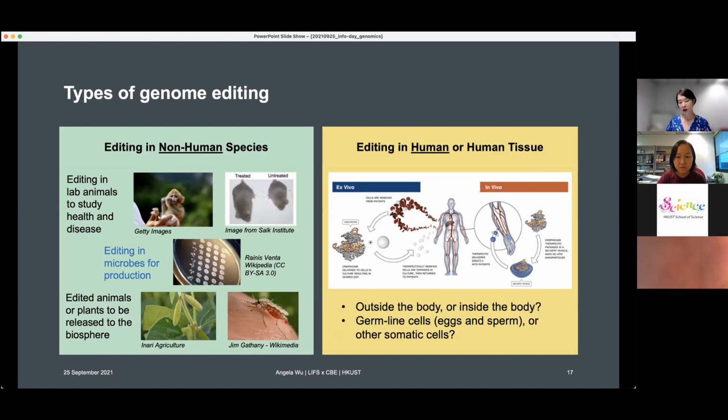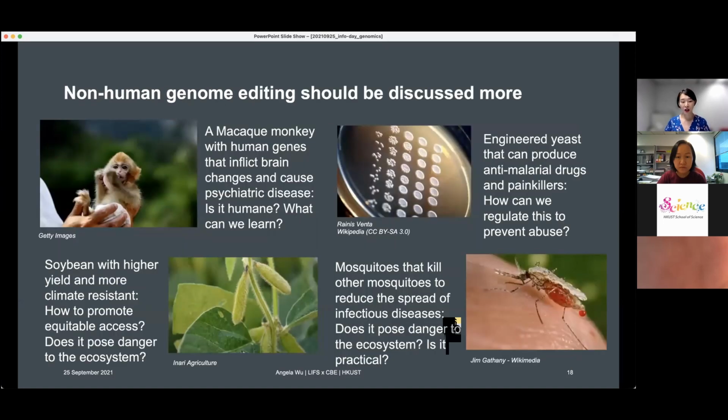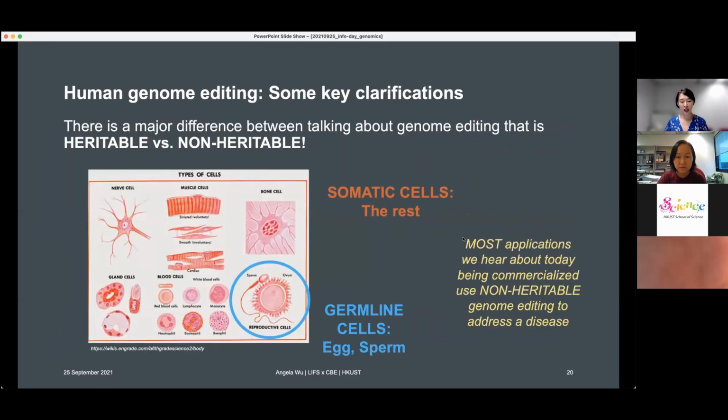There's also a difference between what we call germline cell editing and somatic cell editing. Germline cells are essentially just the eggs and the sperm of the woman or the man. The reason why these two types of editing are different is because the germline cells are the only cells that will pass down your DNA to the next generation.